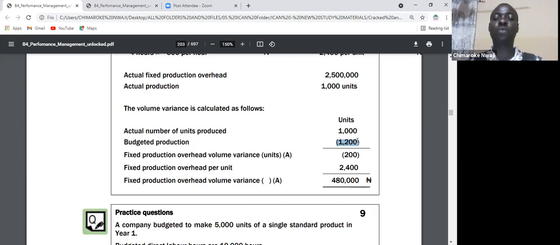All right, so we have 200. So what is the standard overhead cost per unit? It's 2,400. So when we multiply it by 200, we have 480,000 naira. Now 480,000 naira is the total volume variance. Fixed production overhead volume variance. It's adverse, 480,000.